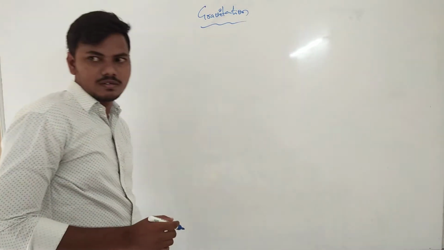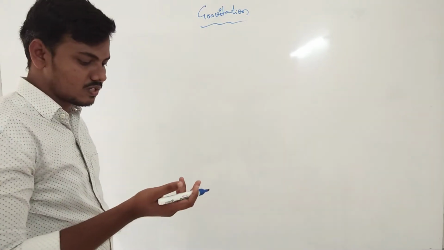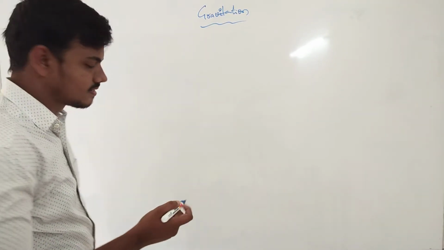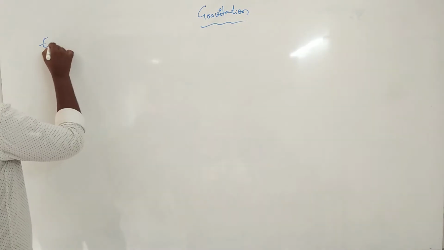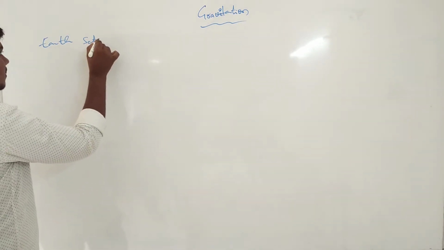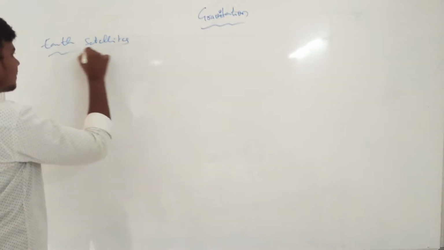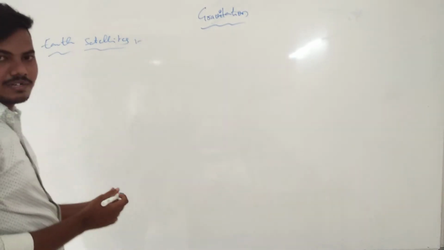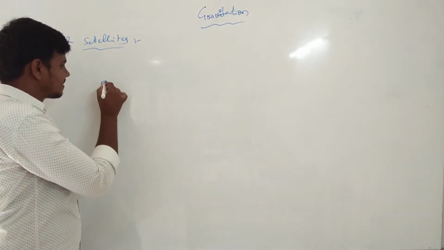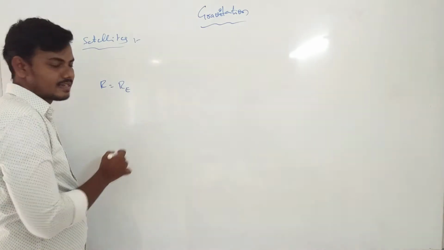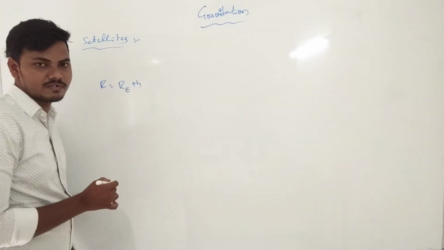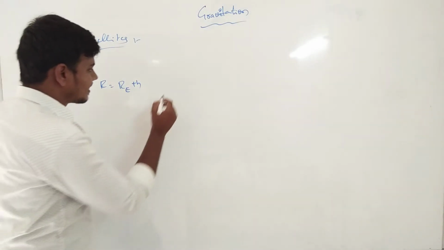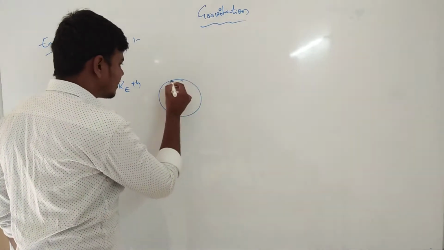Today in our class we are introducing our topic, Earth satellites. Previously we introduced the radius: r is equal to RE, the radius of the Earth, plus the height of the object. When we take the Earth's surface, every case can be introduced this way.